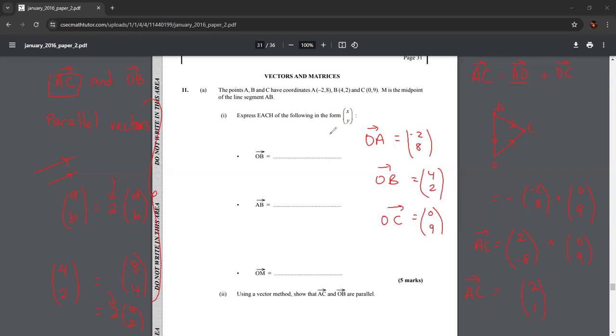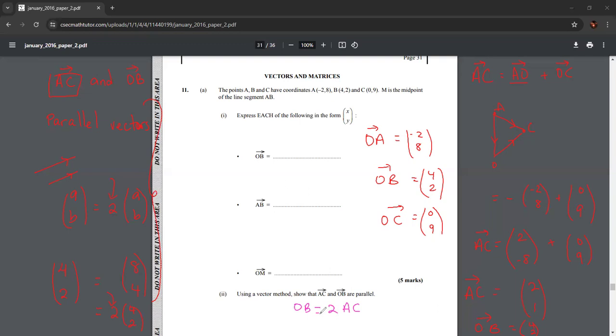Now, what they want us to show is that AC and OB are parallel. Remember, OB was (4, 2). And isn't OB twice AC?